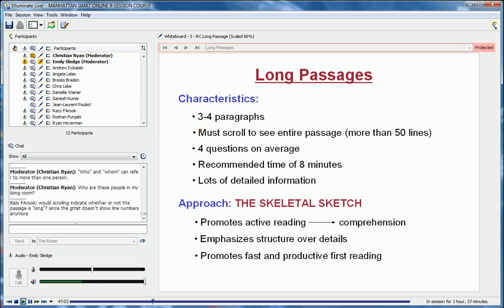Yes, the scrolling is definitely the thing to rely on test day. You won't see line numbers, and if you have to scroll to see a line or two, then I'd still say it's a short passage. But more than a paragraph or so of scrolling would indicate a long one.